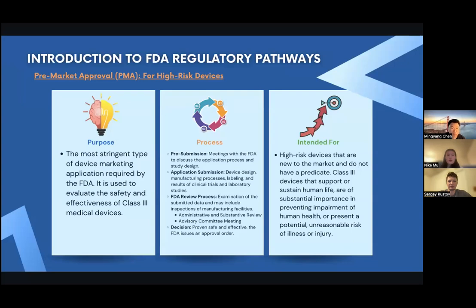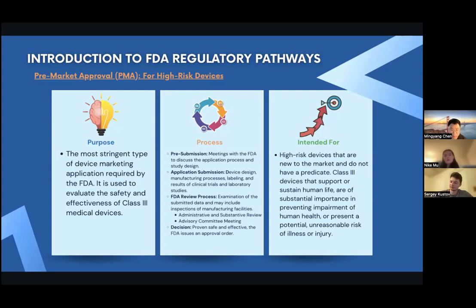So for the pre-market approval, which is for high-risk devices, our purpose is about the most stringent type of device marketing application required by the FDA. It is to evaluate the safety and effectiveness of Class 3 medical devices. Our process begins with pre-submission meetings with the FDA to discuss the application process and the study design. The second step is the application submission: device design, manufacturing process, labeling, and results of clinical trials and laboratory studies.